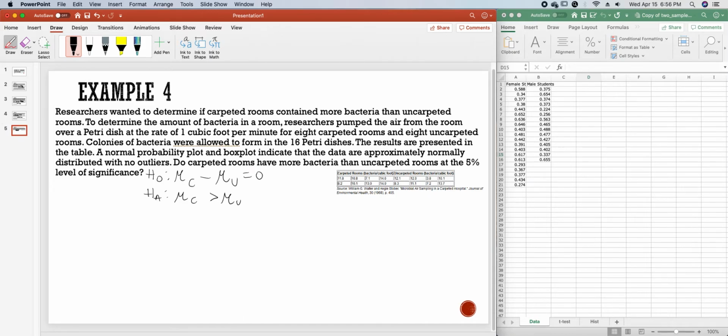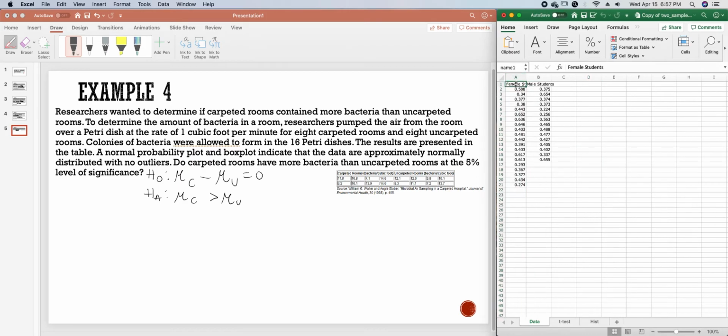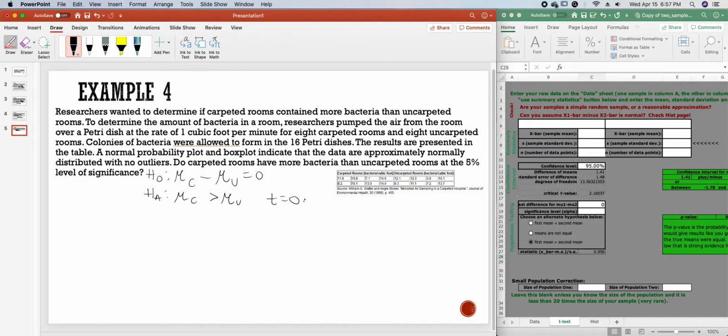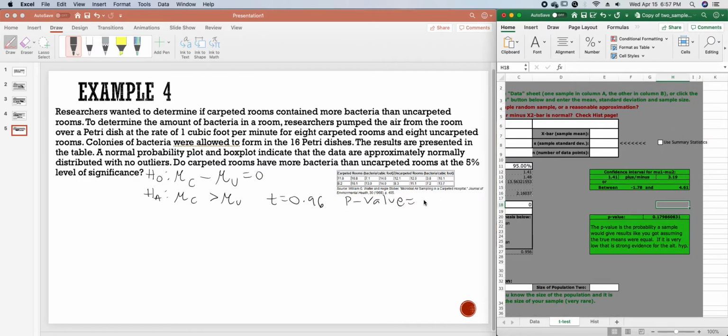And I have that data set down here. I'll copy this and put it into my template. And we also want to get rid of all this extra data. So according to this, and we have this as a greater than relationship, the t-statistic is 0.96. And the p-value, once I move this over, is 0.1799.